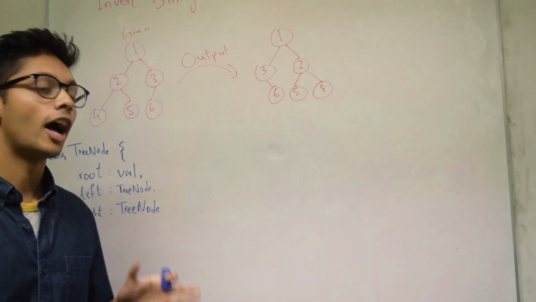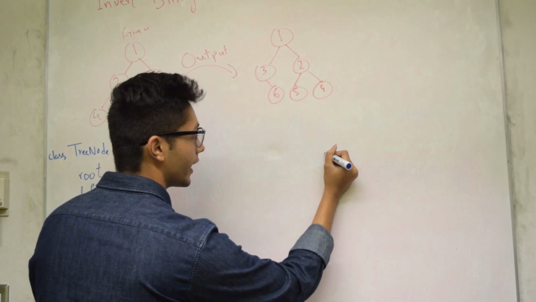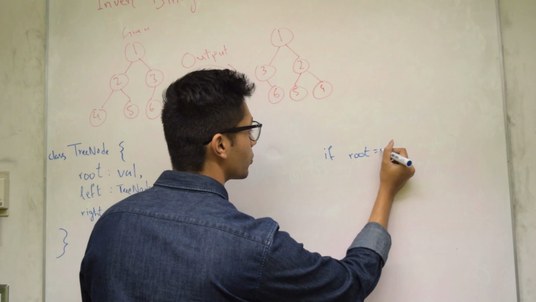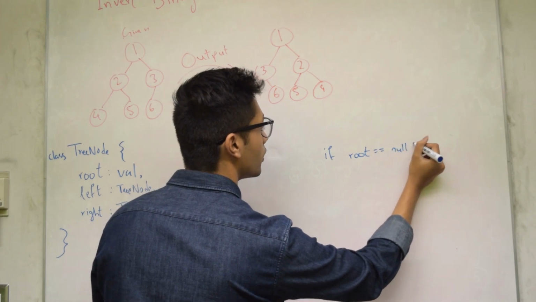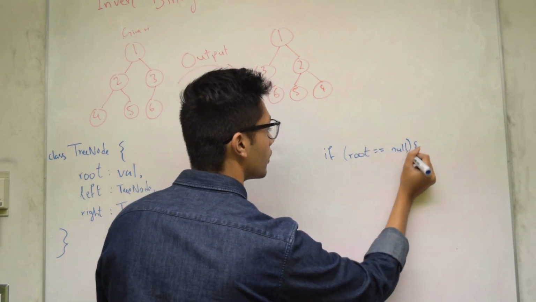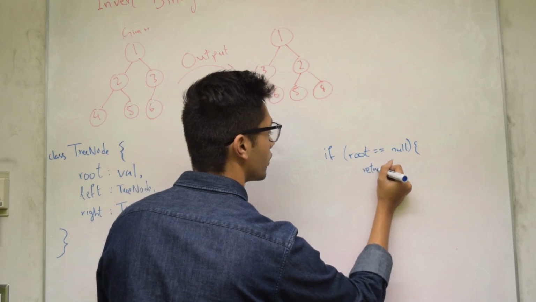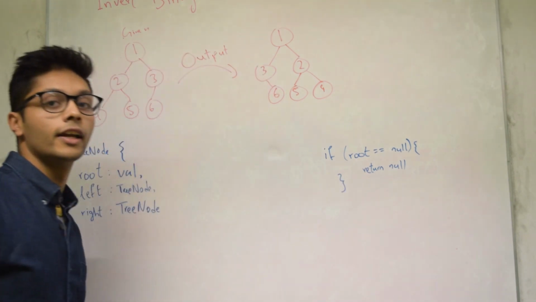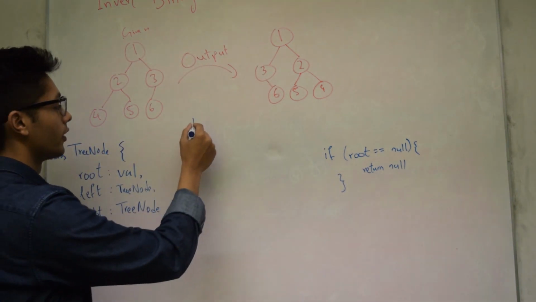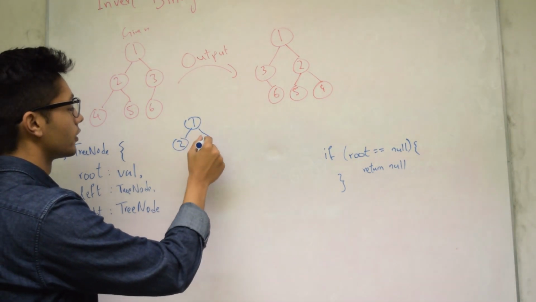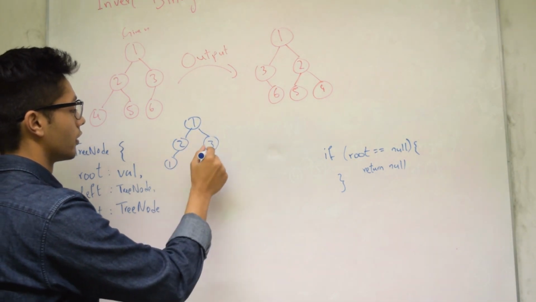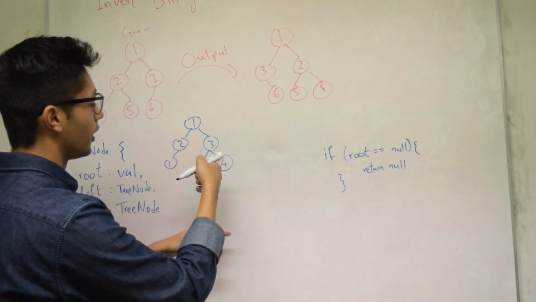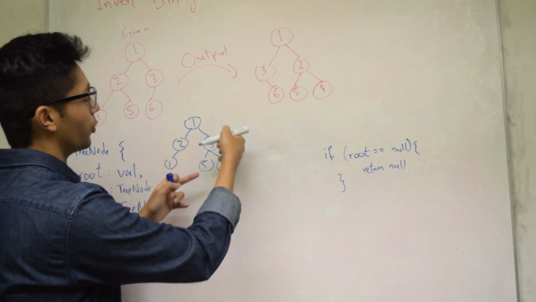As we clearly saw, our base case would be something like: if root is equal to null, then we return null. Okay. And so in the last example, if you had child nodes, you invert the children as well, and then you return the node.